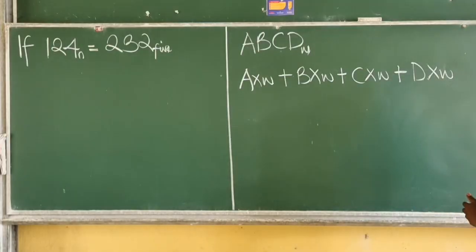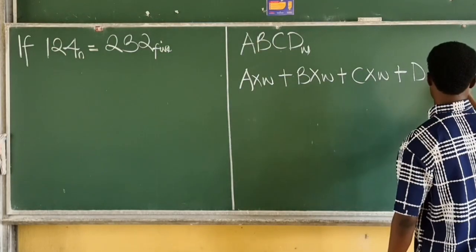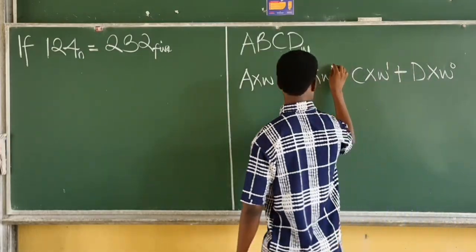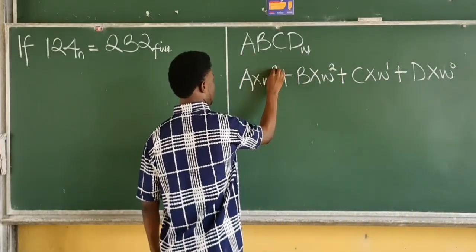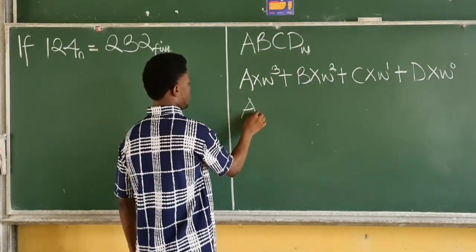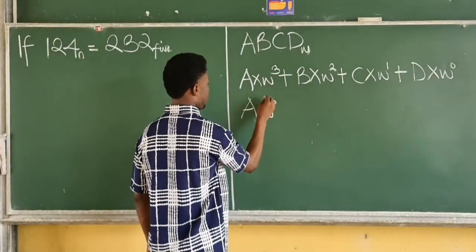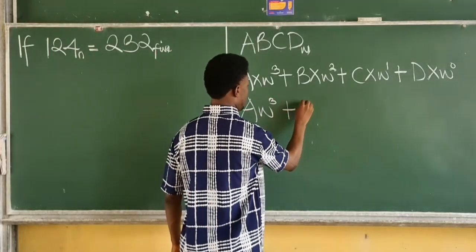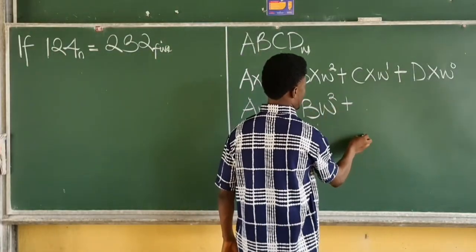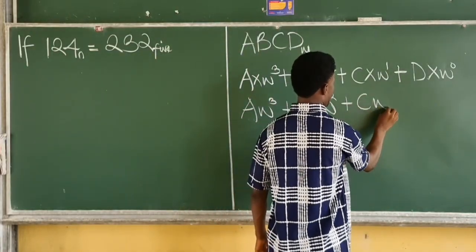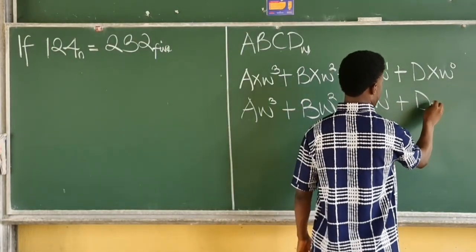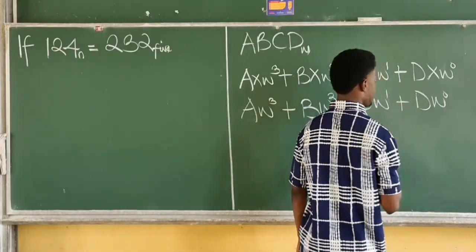After this, we start with the last number written. Starting from 0, we count toward the left hand side. That is to say, W raised to the power of 0, W raised to the power of 1, raised to the power of 2, raised to the power of 3. So we have A, W raised to the power of 3 plus B, W raised to the power of 2 plus C, W raised to the power of 1 plus D, W raised to the power of 0.